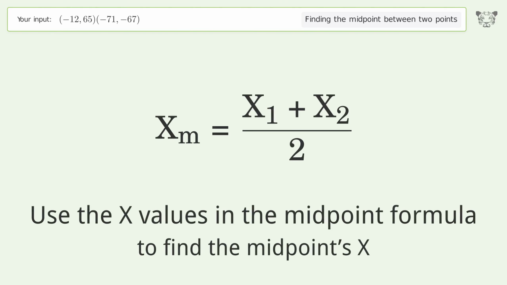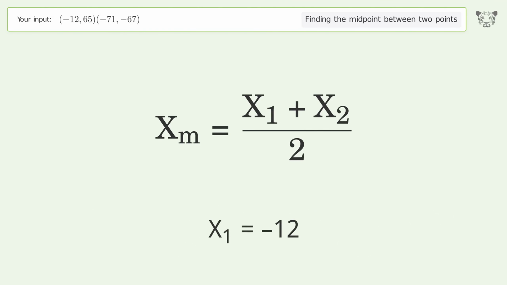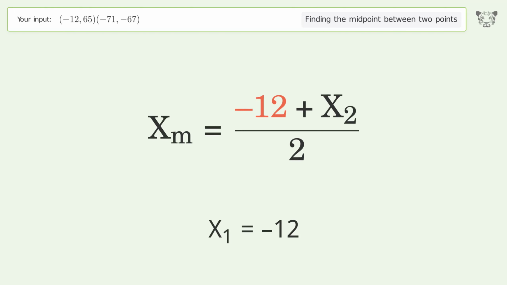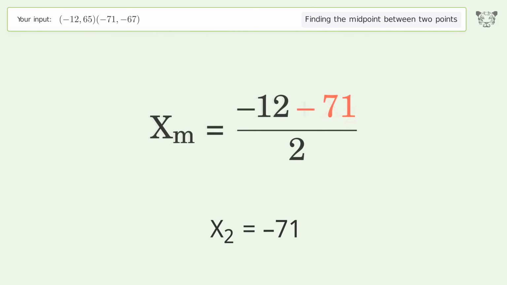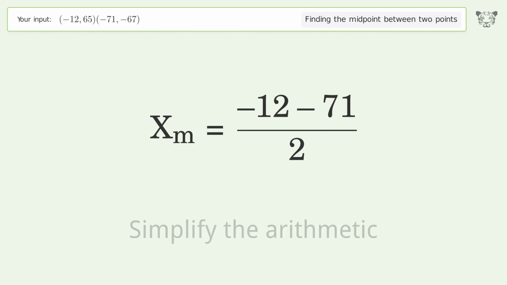Use the x values in the midpoint formula to find the midpoints x. x1 equals -12. x2 equals -71. Simplify the arithmetic.